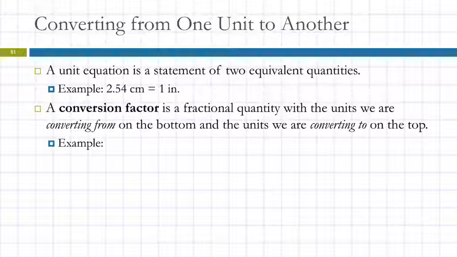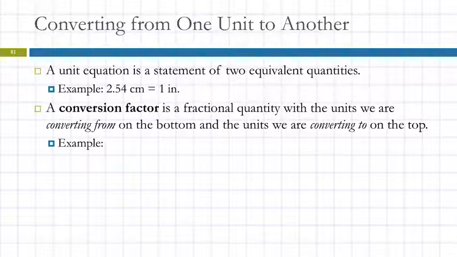What is often called a unit equation is just a statement of two equivalent quantities. Here's an example. 2.54 centimeters is equal to 1 inch. These are two different ways of describing the same length. You have a piece of wood or a short pencil, and it's 1 inch long. If you measure it with a metric ruler, it's 2.54 centimeters long. Two ways of describing the same thing. They are equal, okay? From this equality, we can make conversion factors.